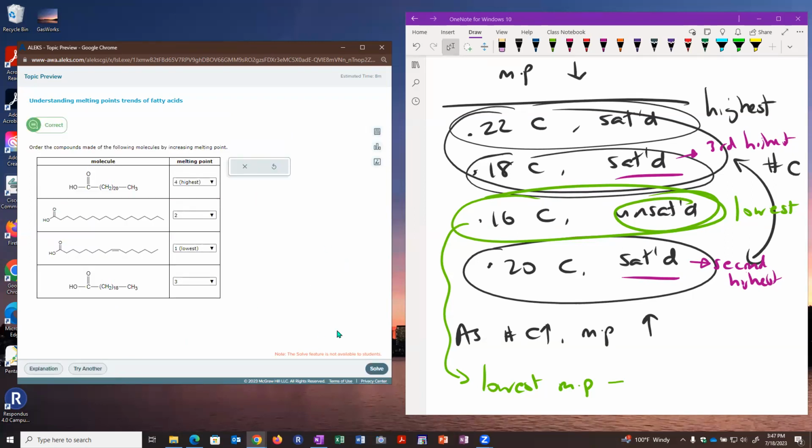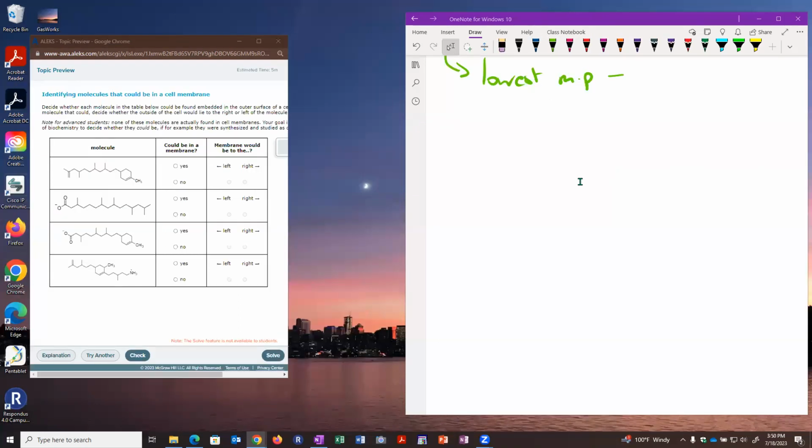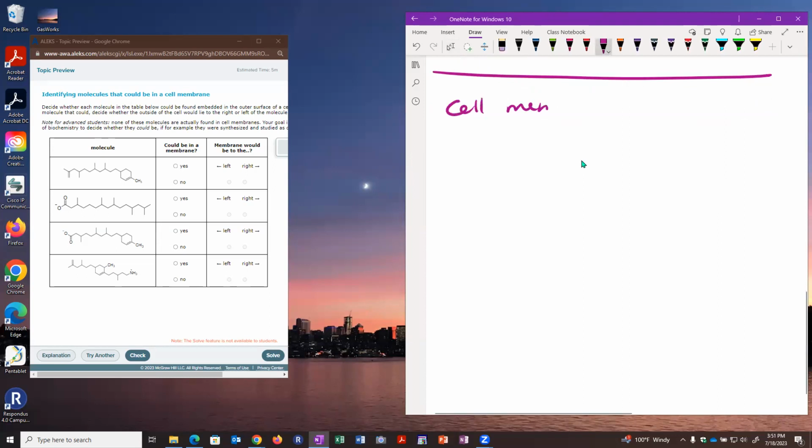All right, so when you compare these, look to see the number of carbons that are present, and also look to see whether they're saturated versus unsaturated. All right, so in this one, we're taking a look to check our understanding of the organization of the cell membrane and the types of molecules that could be embedded in the cell membrane.